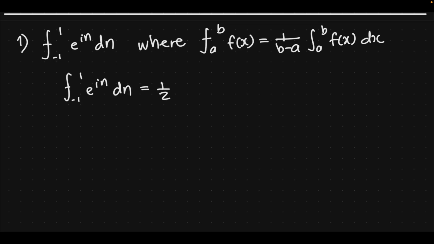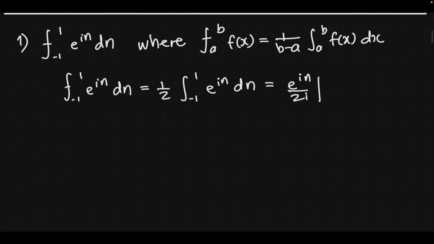Okay, so we can write this using the definition as 1/2, because we have 1 over 1 minus of -1, which gives us a total of 2, integral -1 to 1, e to the i n dn. This is a very easy exponential integral. That's just e to the i n over 2i, reversing the chain rule, from -1 to 1.